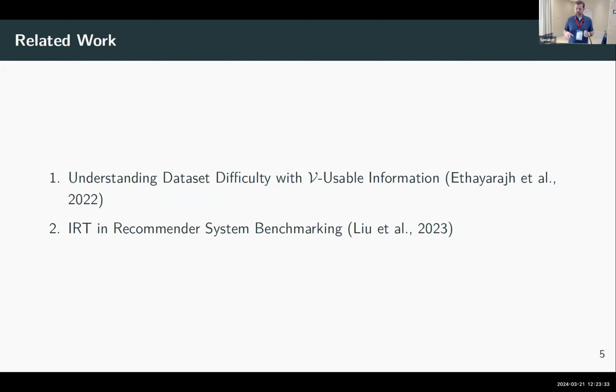Also, some other related work that's recent. We've got some work from 2022 around a different way of thinking about dataset difficulty, as well as some IRT work in recommender systems. So, a different area, but you can see how it's branching out and being applied in other areas of work, for inspiration, or just to see complementarities and things like that.